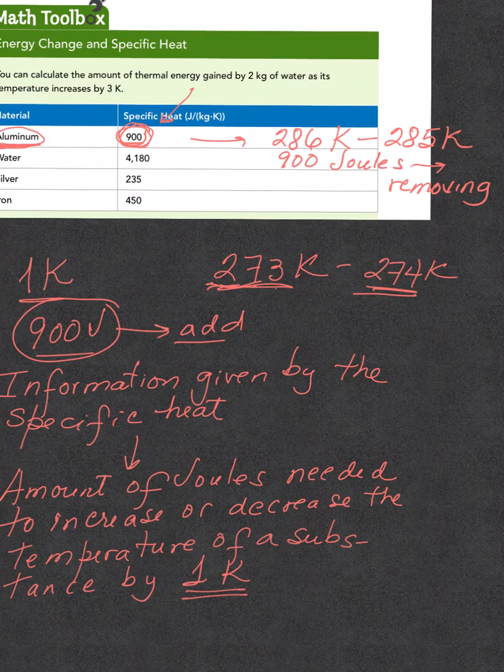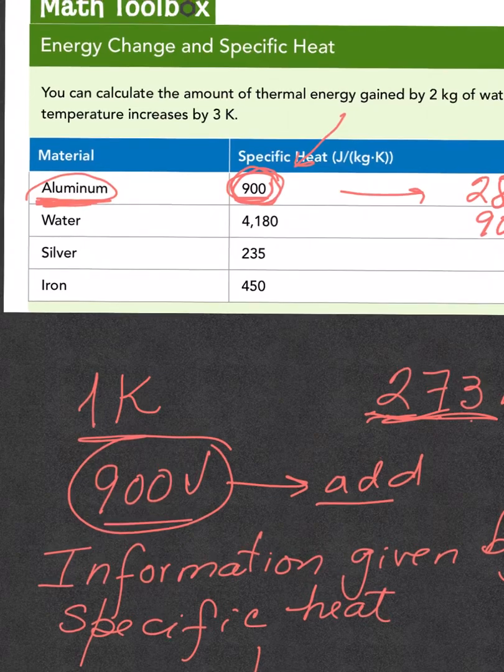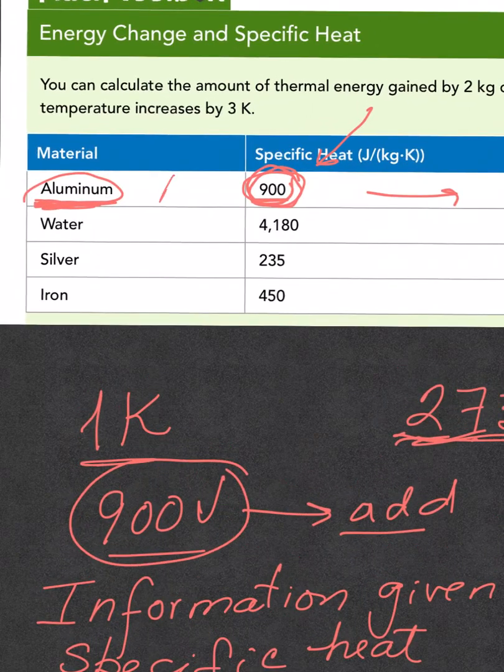Okay. Also, I want you to look at the pattern over here. Aluminum, silver, and iron. AG, I forgot. AU is silver. No, that's gold. AG is silver. See? That's the symbol of the element.